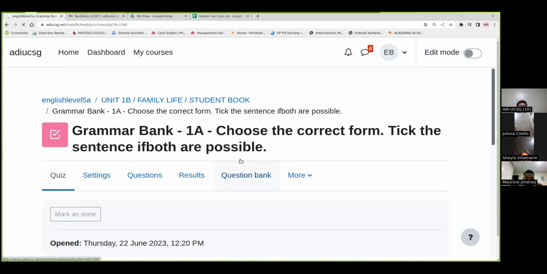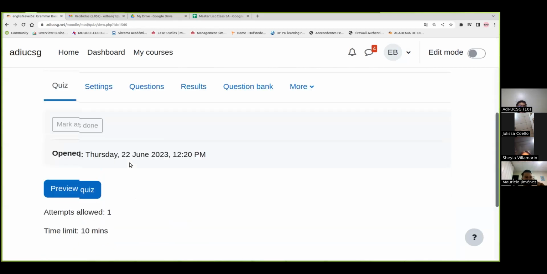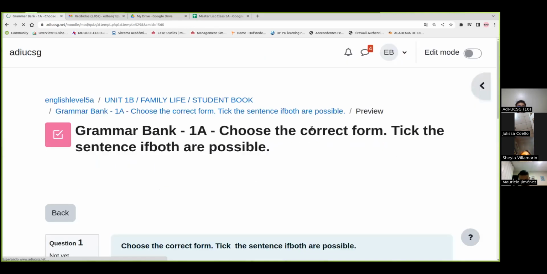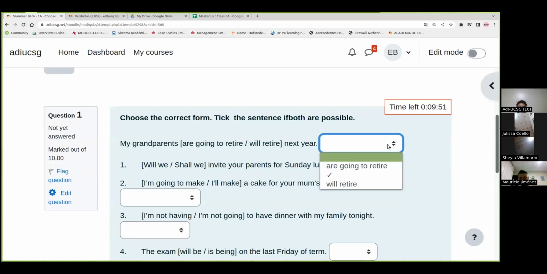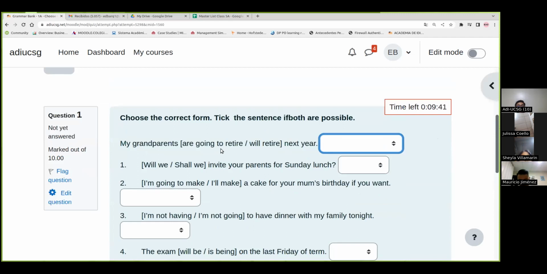I'm going to ask you to please share with me the ideas that you might have. After we finish, you will be able to work on the 3 activities that we have on the platform. So we start with this quiz over here. We have to choose the correct form and tick the sentence if both are possible. All right, this is the tick or the check. So this says the following. My grandparents are going to retire or will retire.